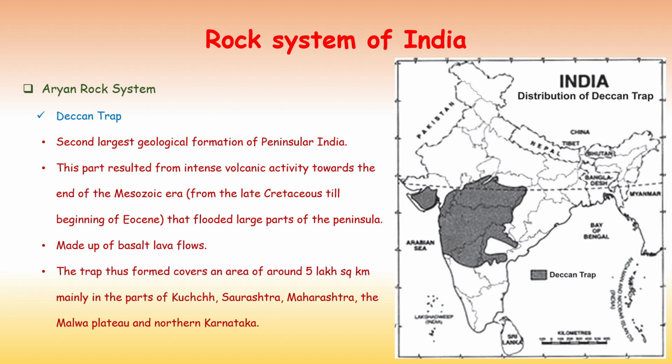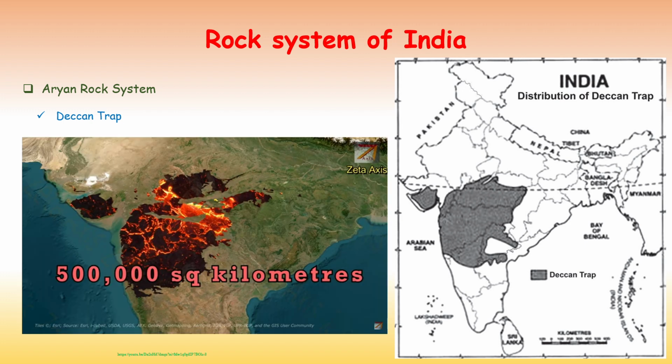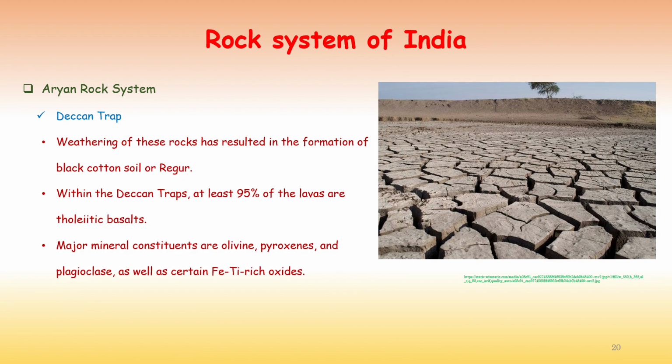The Deccan Traps are the second largest geological formation of peninsular India after the Archean rocks. They are one of the largest volcanic features on earth. The Deccan Traps cover over 5 lakh square kilometers of the west central Indian subcontinent. These rocks are spread across regions including Maharashtra, Kutch, Saurashtra, the Malwa Plateau and northern Karnataka.